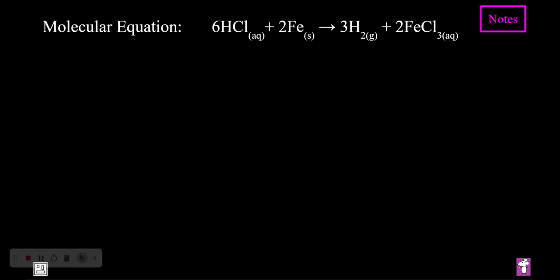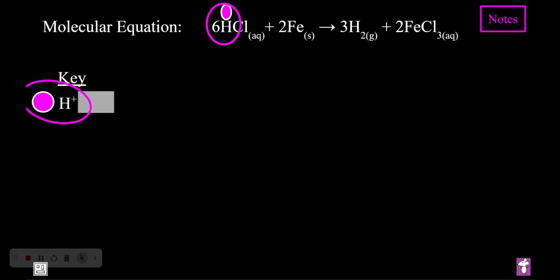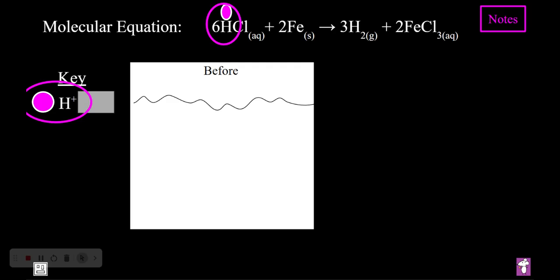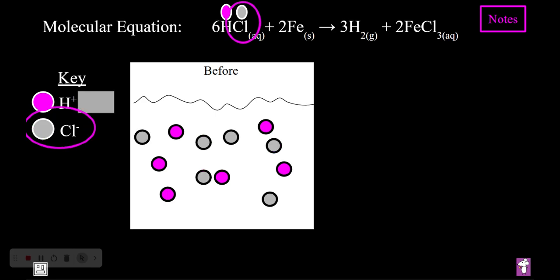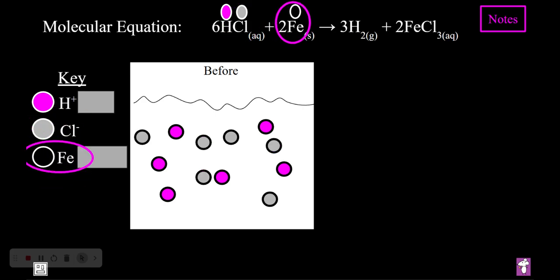Now, for a particle diagram of a molecular equation, let's do this kind of slow. First, hydrogen is going to be represented by a purple circle. There's 6, so I'm going to draw 6. It's aqueous, so it's in solution. Chlorine's next. It's also aqueous. Iron is not. It's a solid, therefore it's going to be there at the bottom.